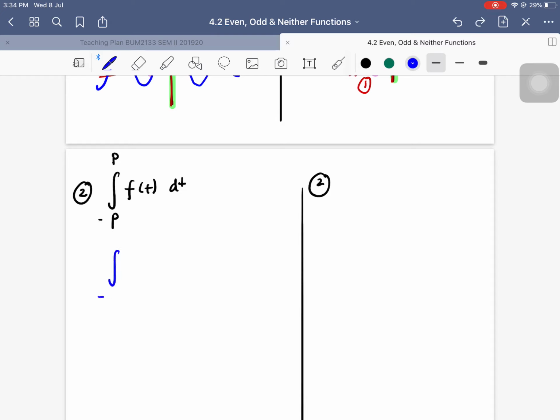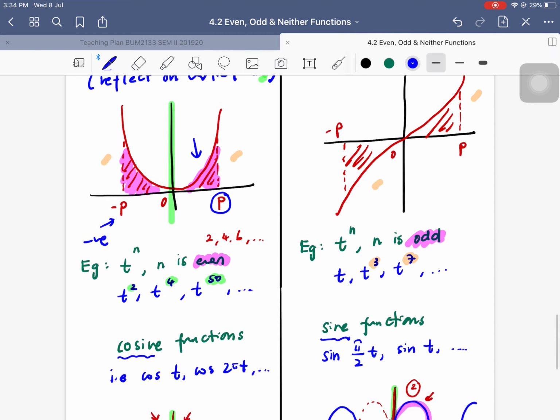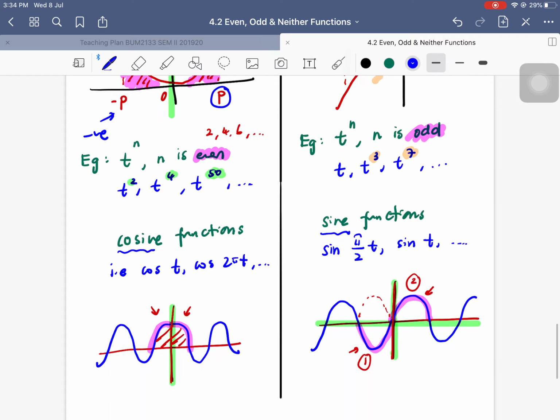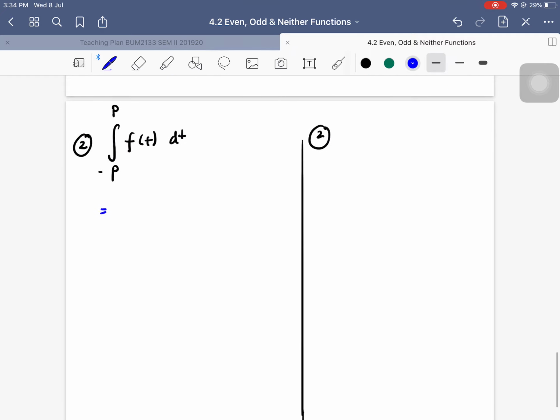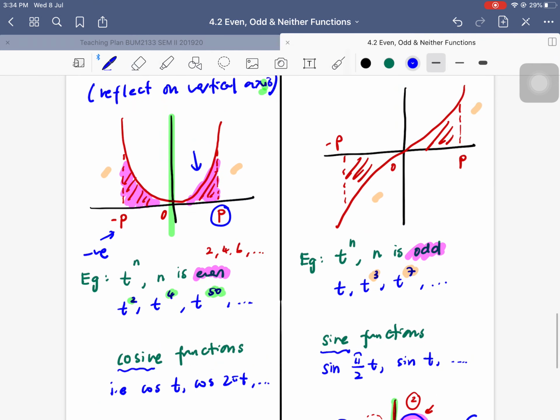So instead of integrating from negative p to 0, I'm not going to do that. I'm going to integrate the region on this side, because I know that this is going to be a positive value and that is going to be a negative value. I don't want to have negative numbers in my integration. It's going to give me a higher risk of making mistakes. So therefore, I'm simply going to integrate from 0 until p of the function f of t dt. I know that this is going to give me only one of the regions, only this region over here.